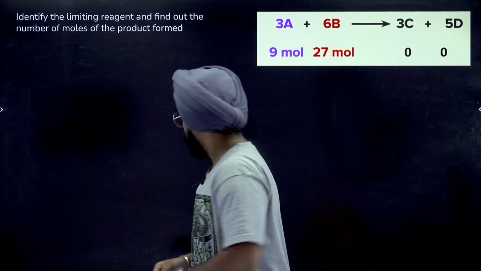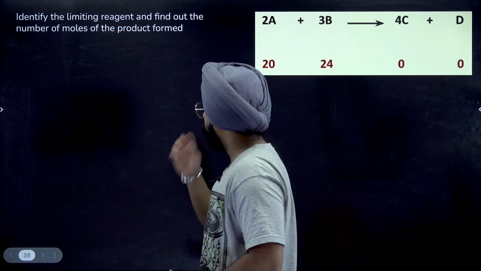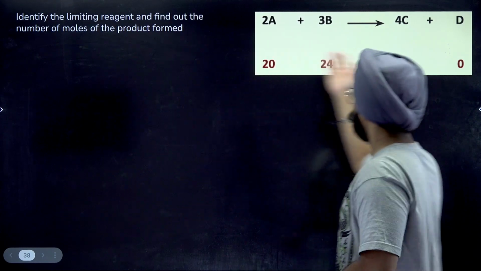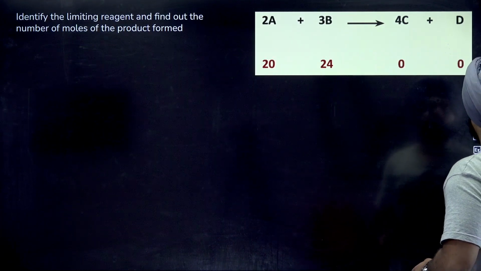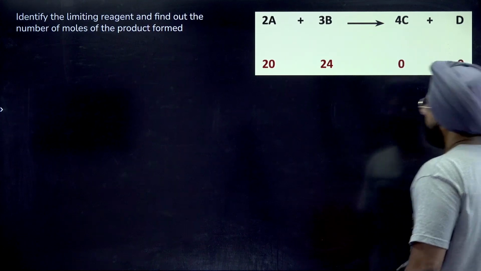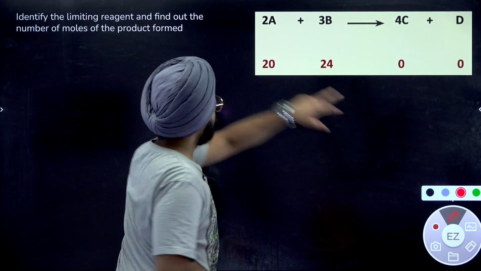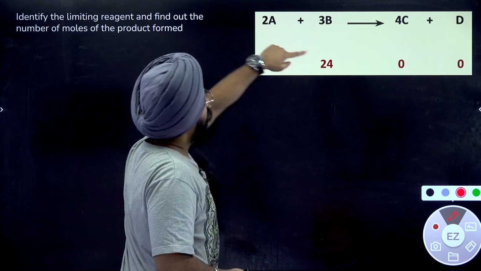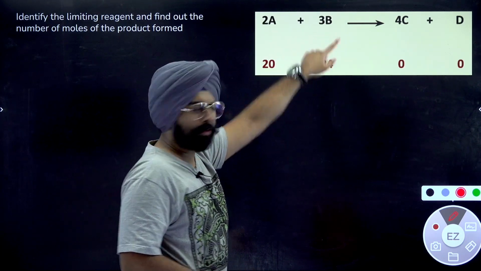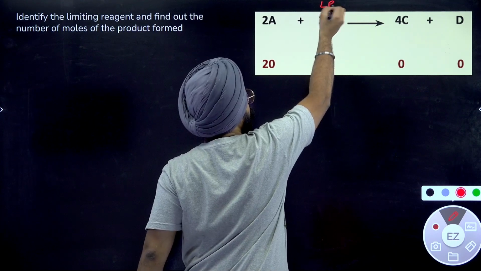Let's move on to the next question, which is very similar to this one. Same thing that we have to do for these numbers. Can we do it very quickly now? Let's not write the ratio over here initially. 20 by 2 is 10. 24 by 3 is 8. So B is the limiting reagent.